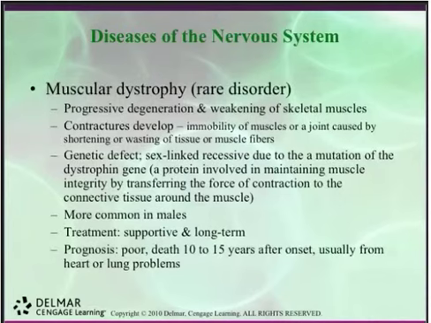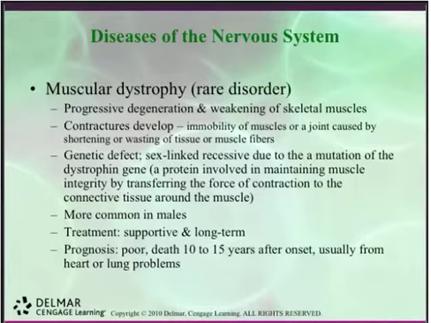Okay, now we're going to branch into a completely different class of disorders. These are diseases of the nervous system. And the first disease we're going to talk about is muscular dystrophy. This is a rare disorder characterized by progressive degeneration and weakening of skeletal muscles.